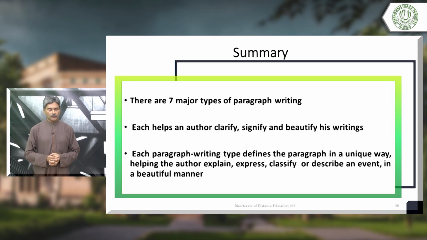Then, of course, we have discussed how to summarize all this. There are 7 major types of paragraph writing that we have discussed. Each helps an author clarify, signify, and beautify their writing. Each paragraph writing type defines the paragraph in a unique way, helping the author explain, express, classify, or describe an event in a beautiful manner.